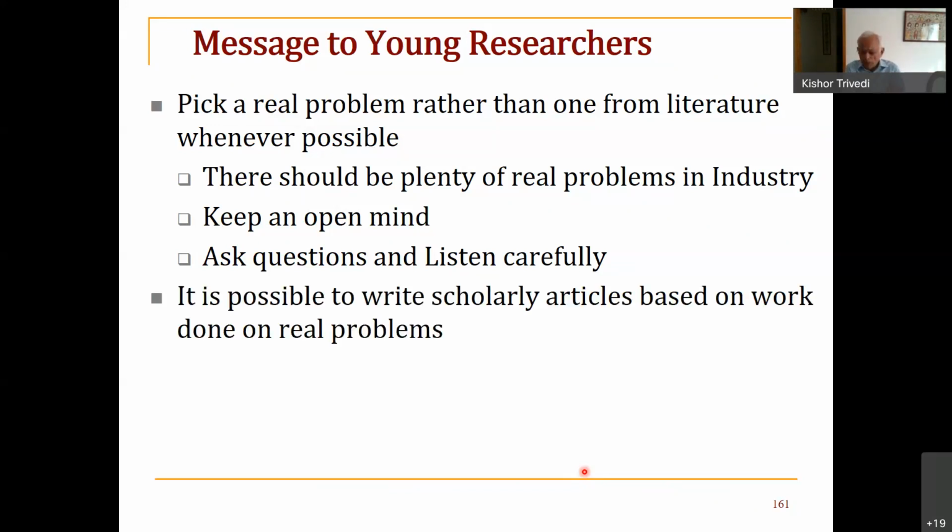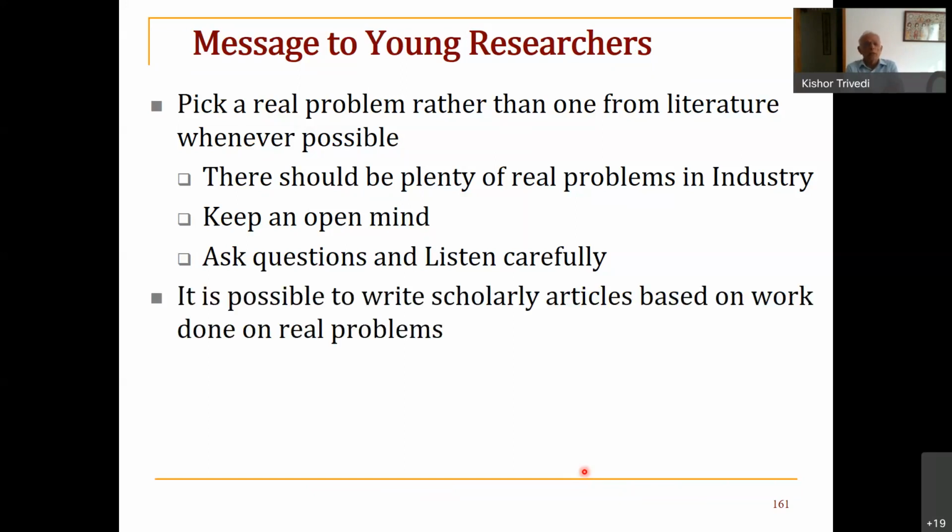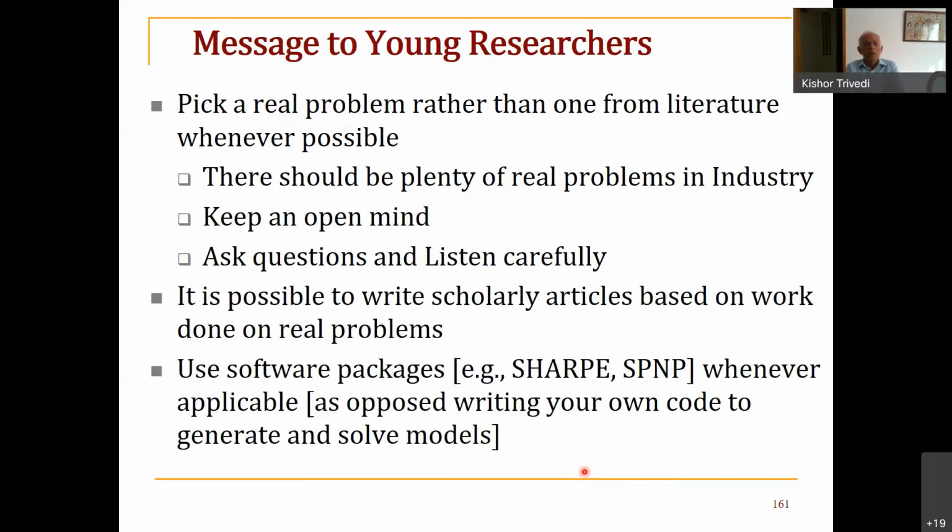A lot of people feel that practical problem solution is different from basic research. I found in my experience that it is possible to write scholarly articles based on work done on real problems. I have demonstrated that many times over. And whenever possible, use well-known software packages rather than writing your own code to generate and solve models.